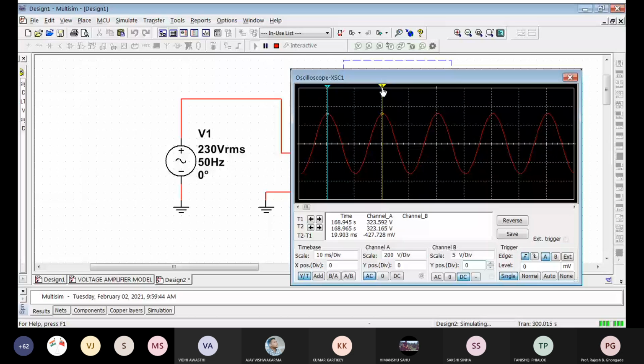20 milliseconds correspond to what frequency? If the period is 20 milliseconds, what is the frequency? Can you please calculate that? 50 hertz. Absolutely correct, 50 hertz. Yes, sir. These are very basic things, I know, but many people require some sort of refreshing of their concepts. Okay, is that okay?